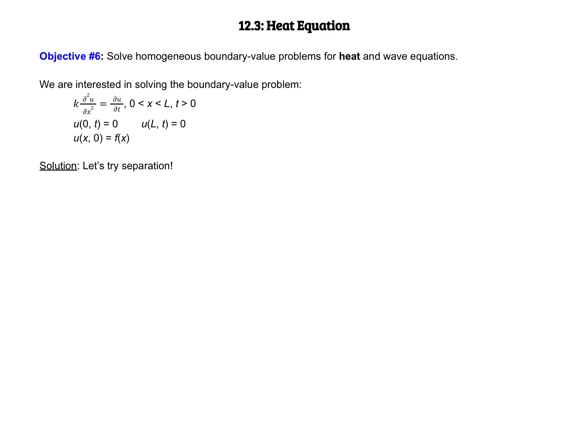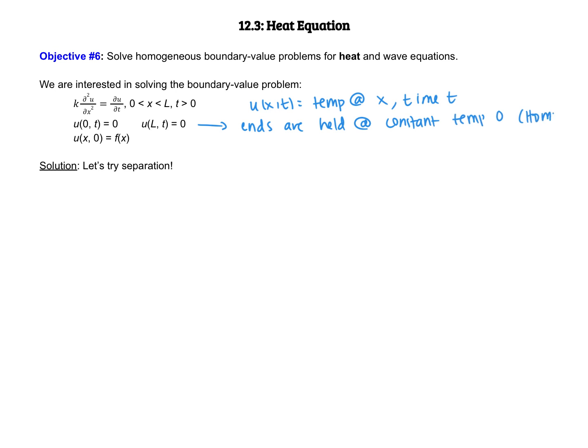Remember, what we're doing is we are looking for u of x,t, which represents the temperature at some position x and time t in the rod. So that's what we're solving for, that u of x,t. We have these two conditions here. Those are boundary conditions. And what those tell us is that both ends are held at a constant temperature 0. And so what that does is that makes our equation homogeneous.